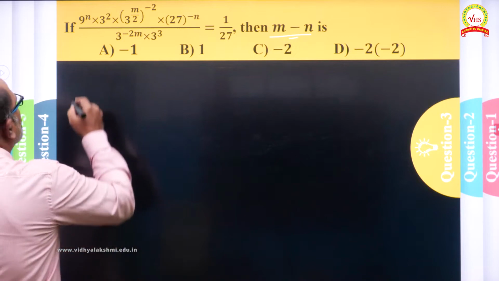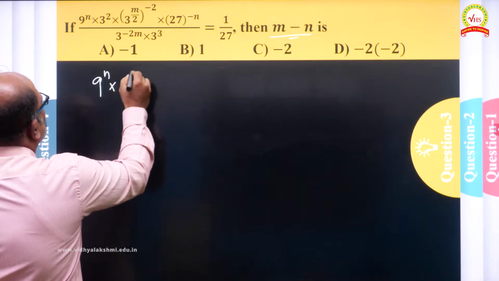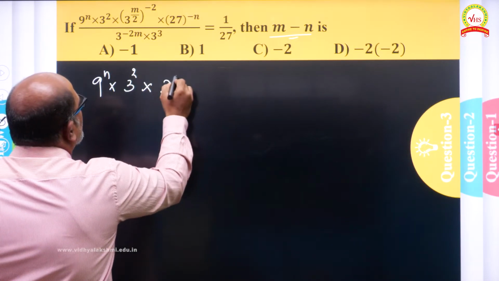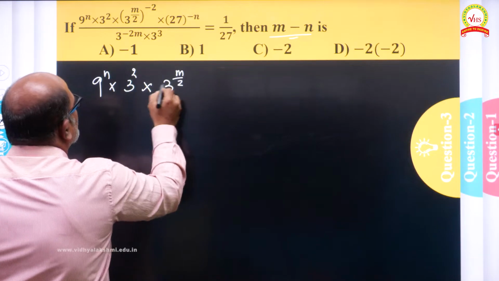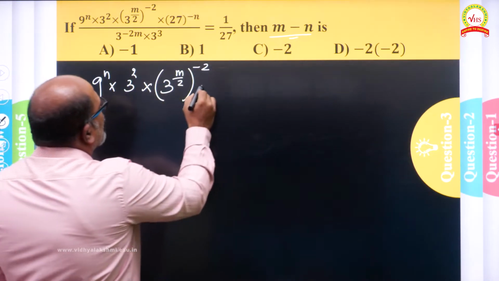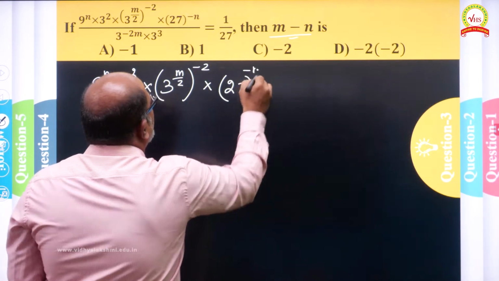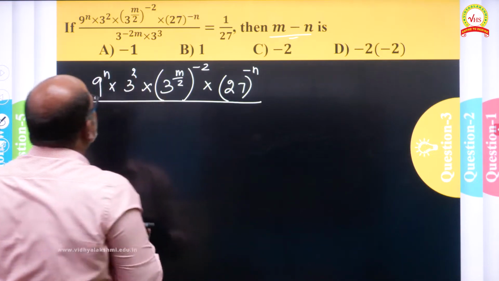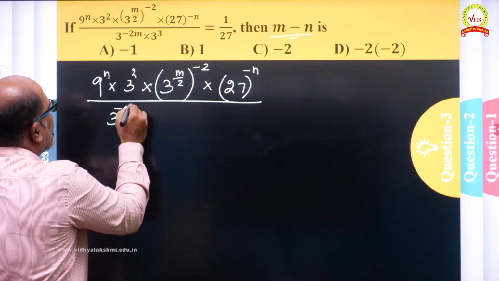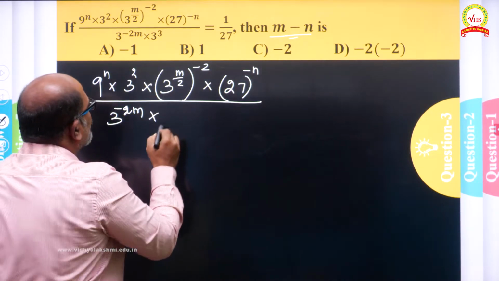Now, let us take the question carefully. 9 power n multiplied by 3 power 2 multiplied by (3 power m by 2) the whole raised to minus 2, multiplied by 27 the whole power minus n, the whole divided by 3 power minus 2m multiplied by 3 cube.